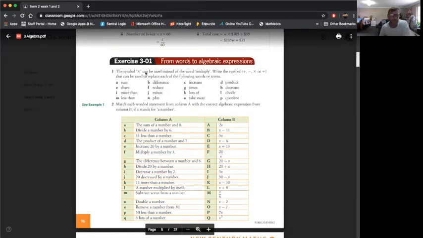So the first one here, the symbol times can be used instead of the word multiply. Write the symbol plus, minus, times, or divide that can be used to replace each of the following words or terms. So this is where lots of people get caught up in maths exams. I think you guys are really good at working with a set of numbers and being able to solve that. But once you start putting it in a sentence, like these ones down here, you're not quite sure what function to use. So we know all of these from BIDMAS.